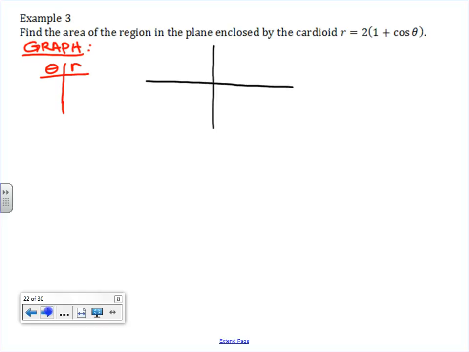For instance, I'm thinking of cosine. Cosine always starts at 1. At 0, cosine is 1. 1 plus 1 is 2. 2 times 2 is 4. Okay? So at 0, where is my cardioid going to be? 4. Good. Now hold on, think about cosine for a second. What does cosine go in between?